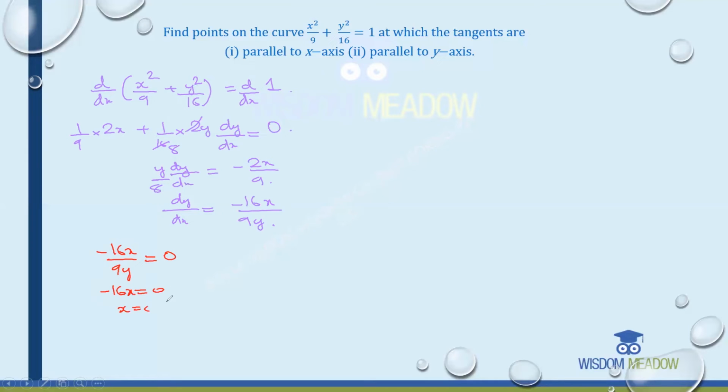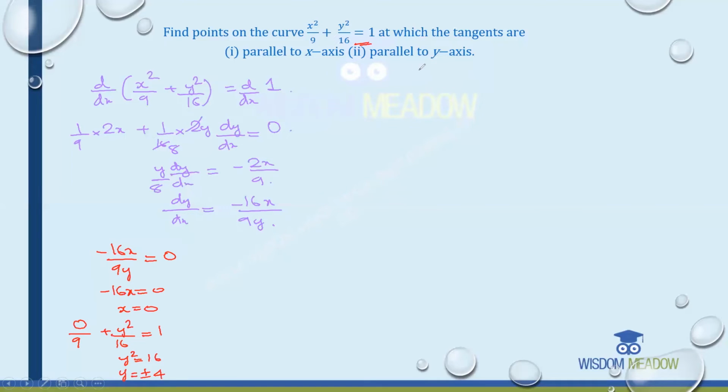x is equal to 0. Now to solve for the y coordinate, putting x into the equation over here, I get 0 square over 9, that's 0 over 9, plus y square over 16 equal to 1. Y square is 16, y is plus or minus 4.